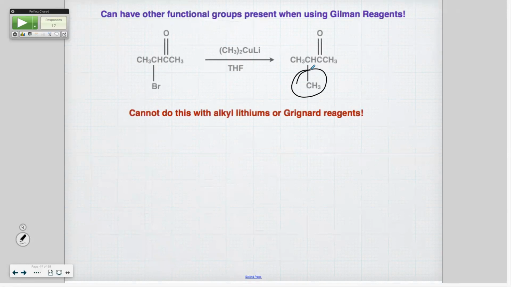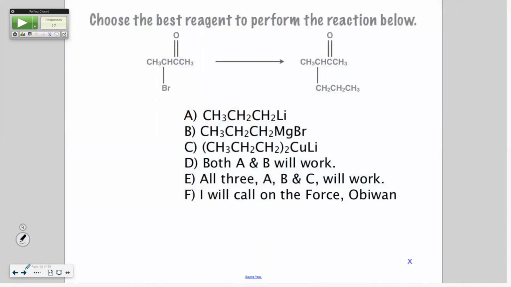So that's kind of the exciting part, that you can do some things with these copper reagents that you can't do with the lithium or the MgBr, the magnesium of the Grignard. The copper just kind of modifies the negative charge on the carbon. Okay, so now I want you to tell me the best reagent to do that.